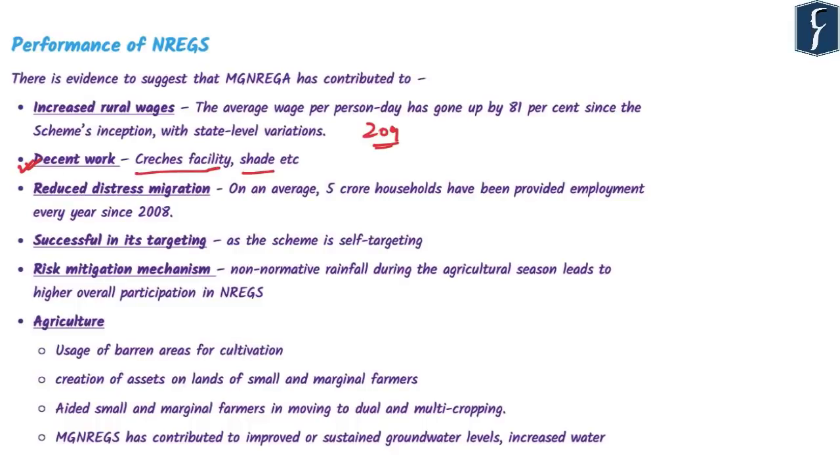As we have seen a moment back that 5.5 crore households were given employment last year. On an average, 5 crore households have been given employment from 2008. Obviously, this will help in reducing the distressed migration. We have also discussed that the scheme is self-targeting. NREGA is also seen as a risk mitigation mechanism. As per the annual report of Ministry of Rural Development on NREGA, it has been shown that when rainfall is scanty, in those years, there is higher overall participation in NREGA.